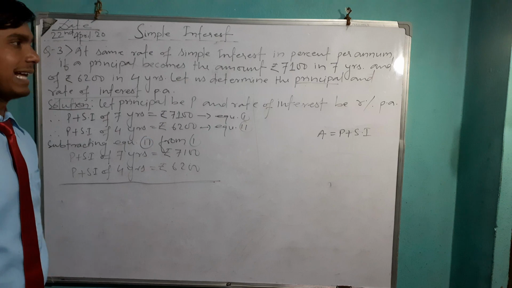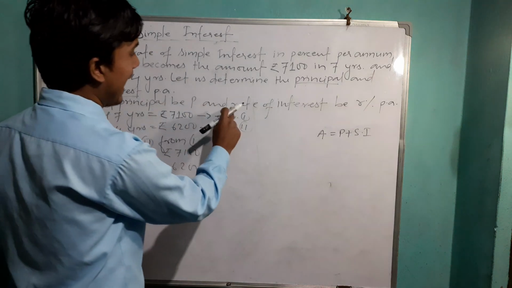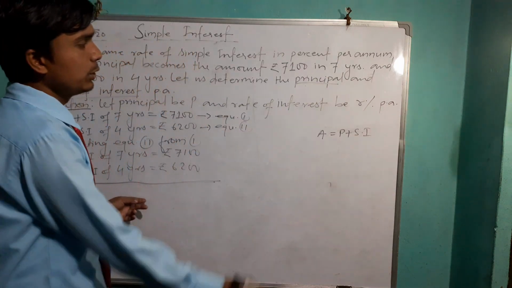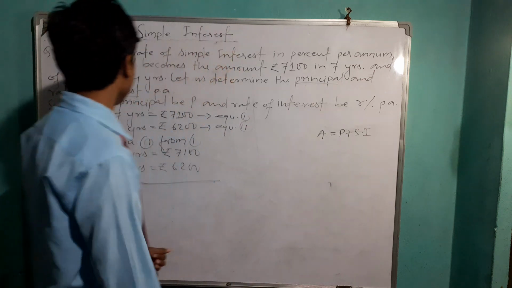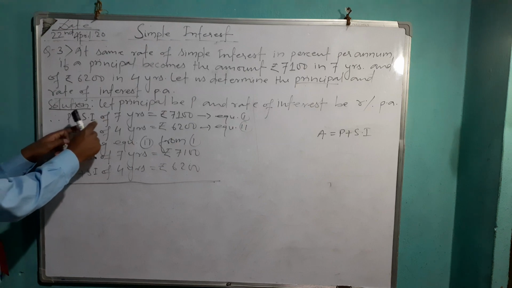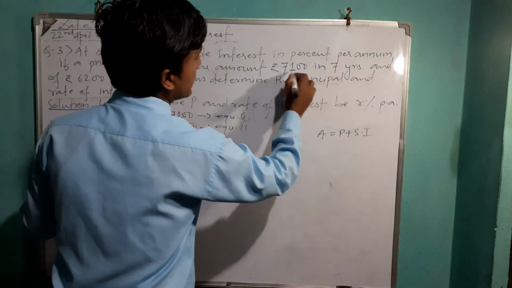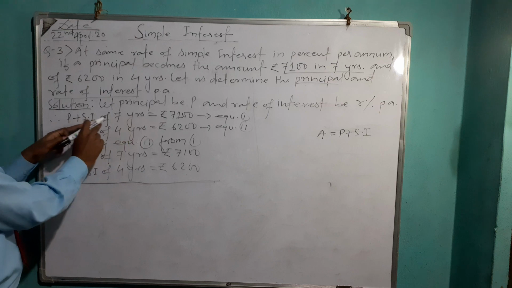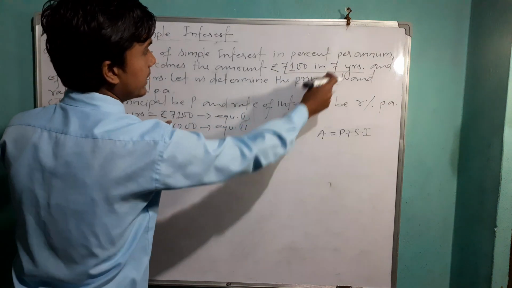So in this question, let the principal be P and the rate of interest be R% per annum. Since we know the formula to find the amount is amount equals P plus SI, I have written P, that is principal, plus SI of 7 years. This amount becomes 7,100 in 7 years. So P plus SI of 7 years equals 7,100.